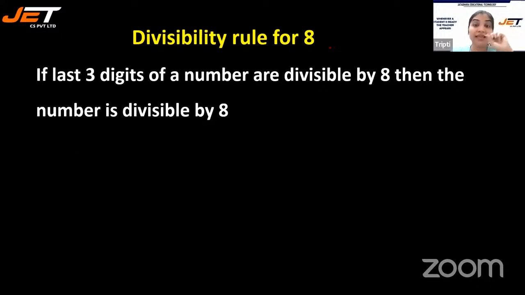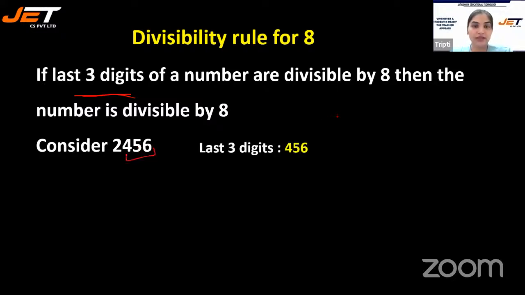In 8, the last three digits of the number should be divisible by 8. In 4, the last two digits should be divisible by 4. For example, 2456. You need not check the entire number. You just check the last three digits, 456.